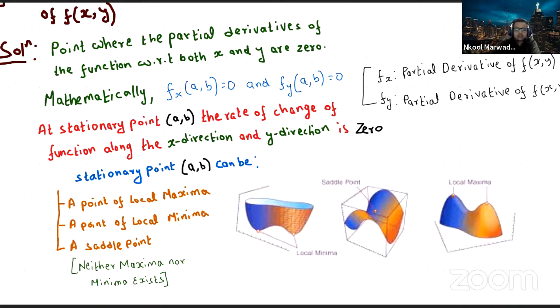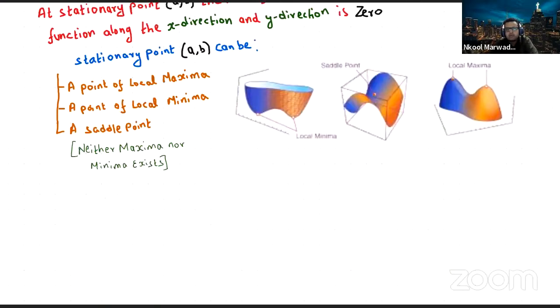Now, how to check whether the stationary point is a point of maxima, a point of minima, or a saddle? That is also an important discussion. How will we check that? For that, there is a second order derivative test, and we also call it the Hessian test. I will write it. This is the last point for this question.